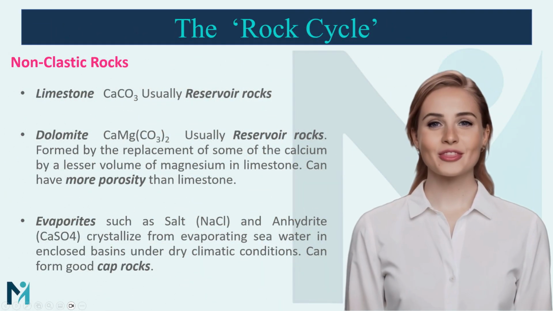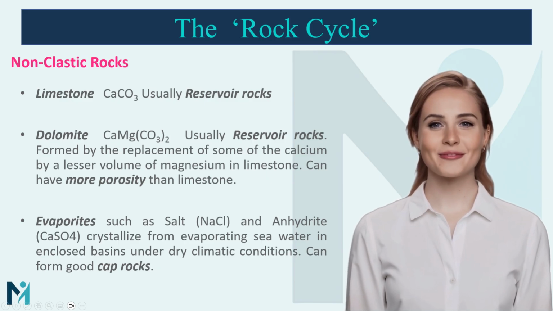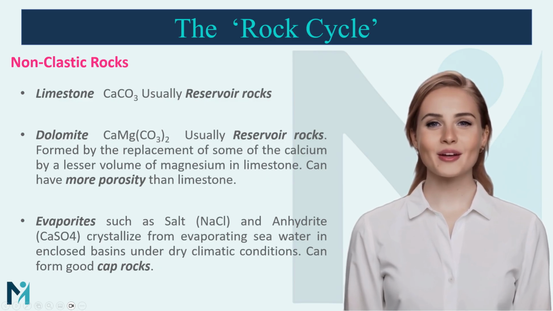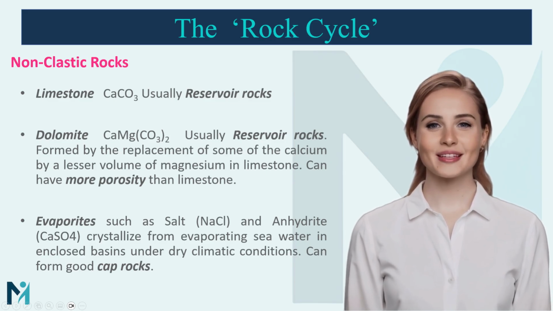Now let's move into the world of non-clastic sedimentary rocks, particularly those that play critical roles in petroleum systems. We'll start with limestone and dolomite, which are two of the most significant carbonate reservoir rocks. Limestones are primarily composed of calcium carbonate, and they often form in shallow, warm marine environments, places where organisms like corals, algae, and shellfish thrive.